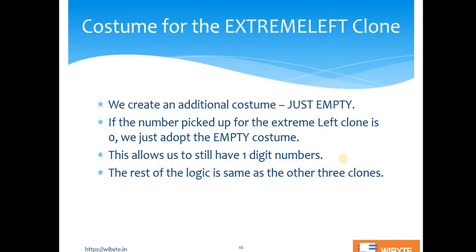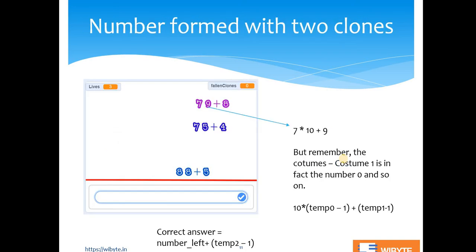So like I said, for the extreme left clone, I'll create an empty costume and we'll assign it to get the single-digit numbers. Now, before I move on to the code, I just want to spend some time on highlighting what number is formed. We spoke about 7, 9, 79 being really 7 times 10 plus 9. This is basically the tens digit and the units digit, and we have seen this in mathematics so many times.